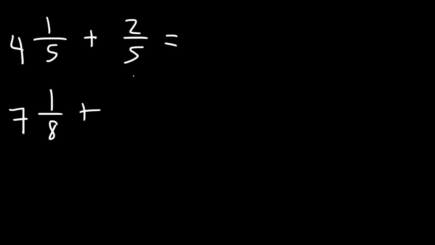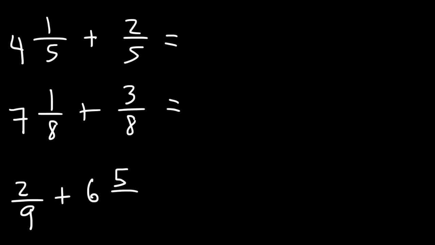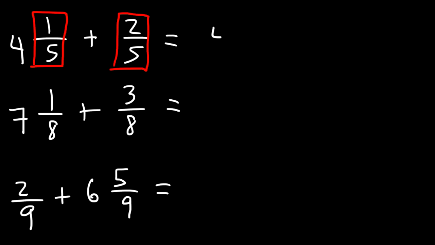Add these fractions, 4 and 1/5 plus 2/5, and then 7 and let's say 1/8 plus 3/8, and then 2/9 plus 6 and 5/9. So all we need to do in the first example is add 1/5 plus 2/5, which is 3/5. So the answer is going to be 4 and 3/5.